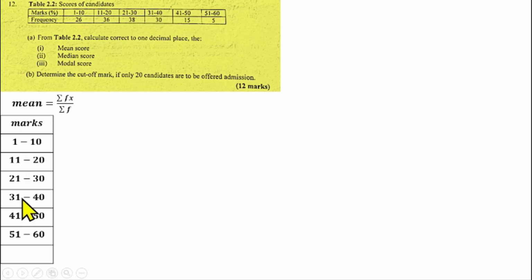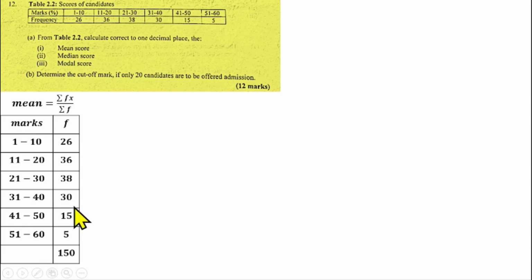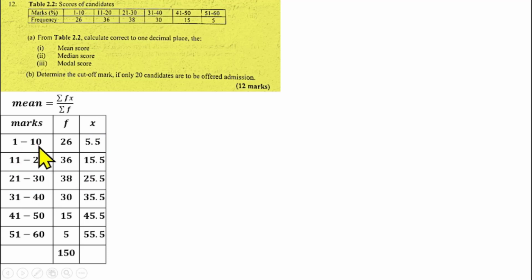From the class interval given to us, which represents marks, we can get our x. So we have our marks, we have the frequency given to us, and the summation of the frequency is 150. From this class interval, we get our x by adding this plus this together divided by 2, this plus this divided by 2. So that will give us the value of x. 1 plus 10 is 11 divided by 2, that gives us 5.5. 11 plus 20 is 31 divided by 2, that gives us 15.5. 21 plus 30 is 51 divided by 2, that gives us 25.5 as well. So you do the same thing and get the value of x here.